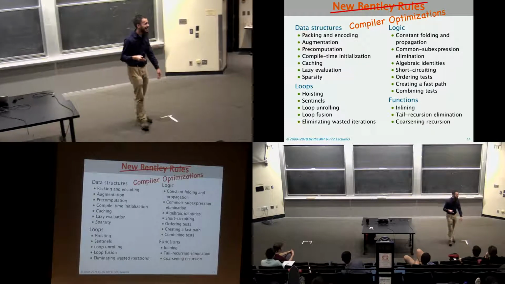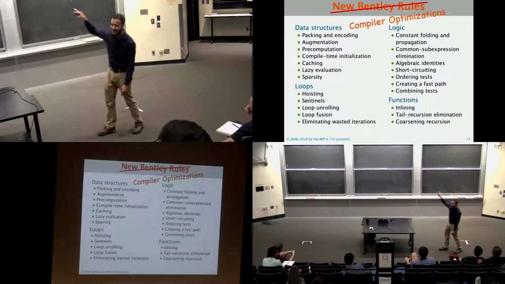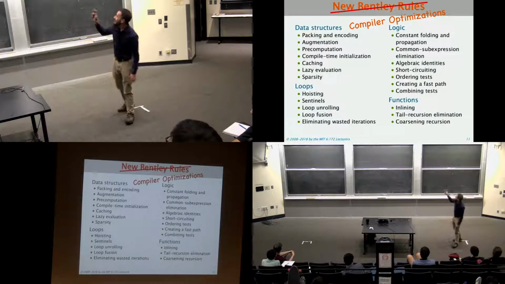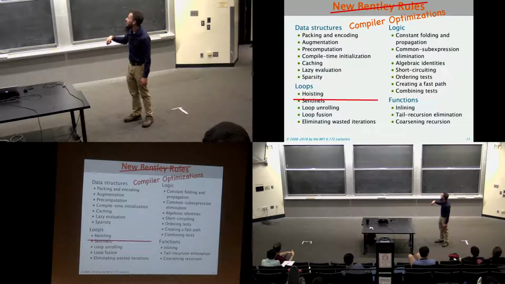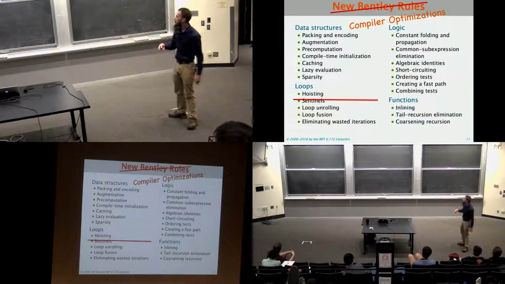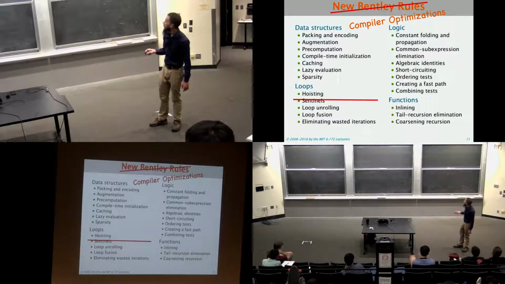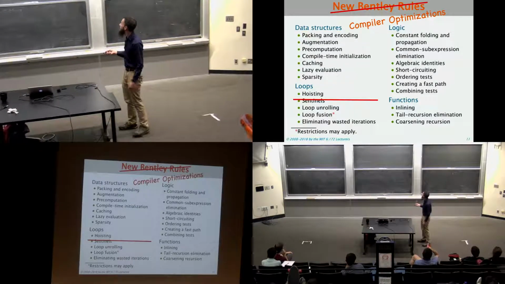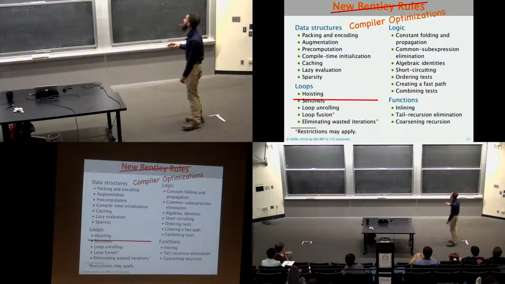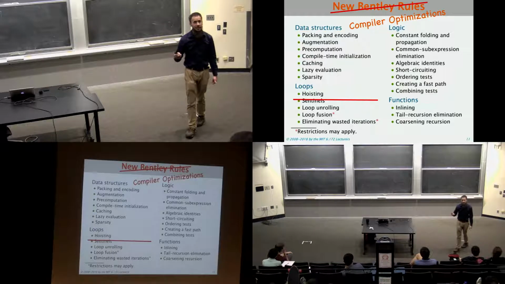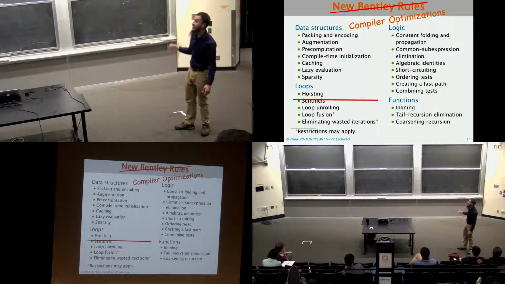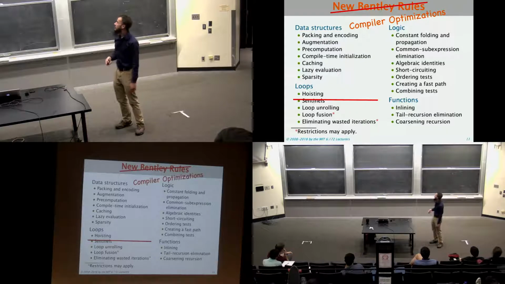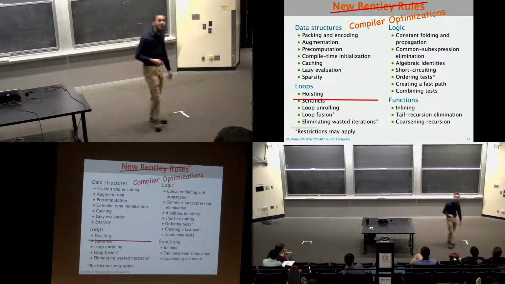OK, so yeah, great. And now, well, we should double check these lists and make sure that they're accurate. Data structures, we'll come back to data structures. Loops, hoisting, yeah, the compiler can do hoisting. Sentinels, not really. Compiler's not good at sentinels. Loop unrolling, yeah, it absolutely does loop unrolling. Loop fusion, yeah, it can, but there are some restrictions that apply. Your mileage might vary. Eliminating wasted iterations, some restrictions might apply. OK, logic, constant folding and propagation, yeah, it's good on that. Common sub-expression elimination, yeah, it can find common sub-expressions, you're fine there. Algebraic, it knows algebra, yeah, good. Short-circuiting, yes, absolutely. Ordering tests, depends on the tests. I'll give it to the compiler, but I'll say restrictions apply.